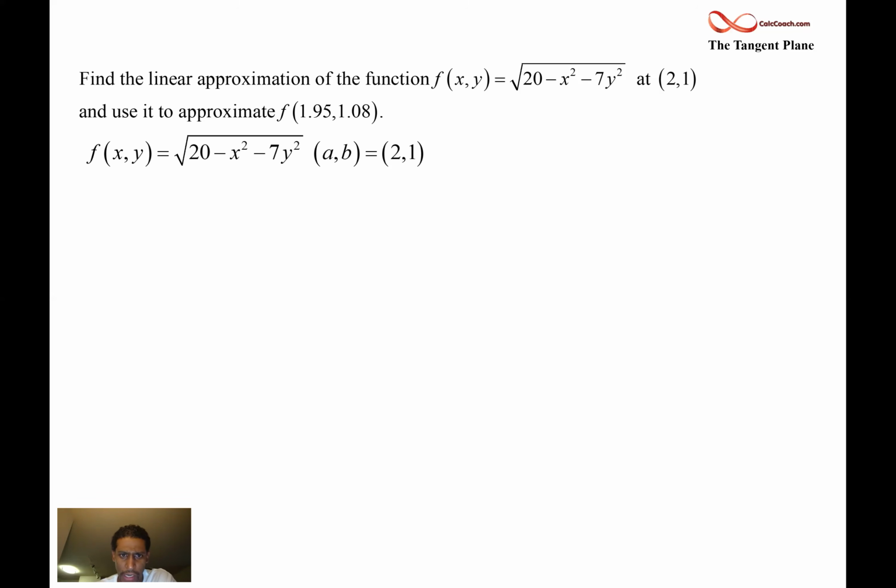And so when x is 2 and y is 1, we'll have 2 squared, which is 4, and 1 squared, which is 1. So we have 20 minus 4 minus 7. It's 20 minus 11. It is a 9, and the square root of 9 is a 3. So the z value is a 3. Now here's the issue. When we alter x and alter y, how much does that 3 get altered by? Okay, let's take a look at it.